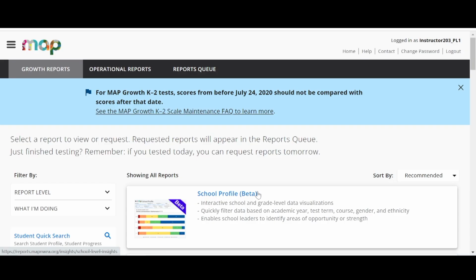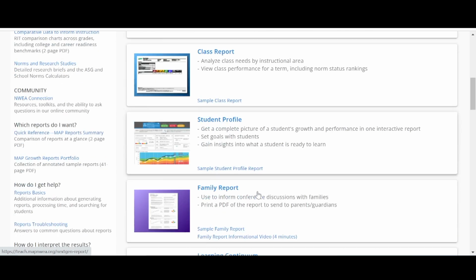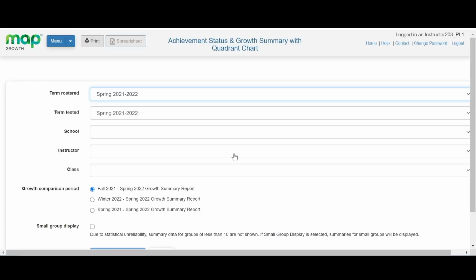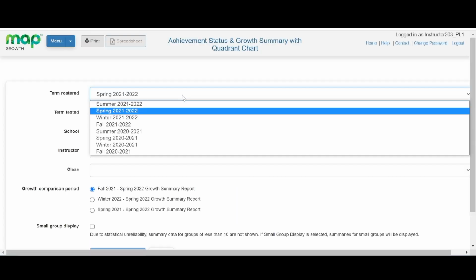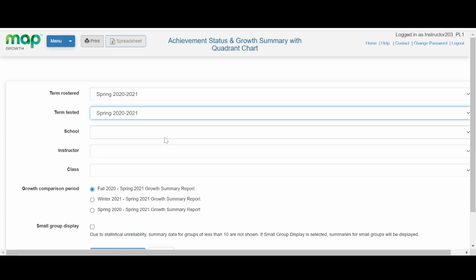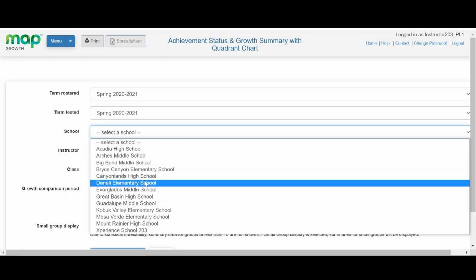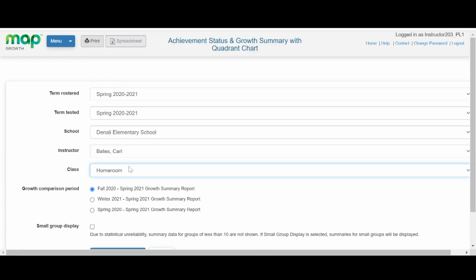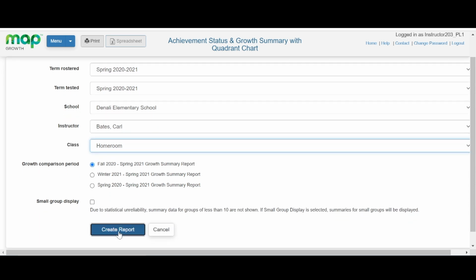So from the MAP growth report screen, we're going to scroll down to achievement status and growth summary with quadrant chart report. This allows us to pick the testing terms. We're going to look at spring of 2021, and that term tested, we're going to select our school. We're going to pick an educator, and then we're going to choose fall to spring growth summary report and click create report.